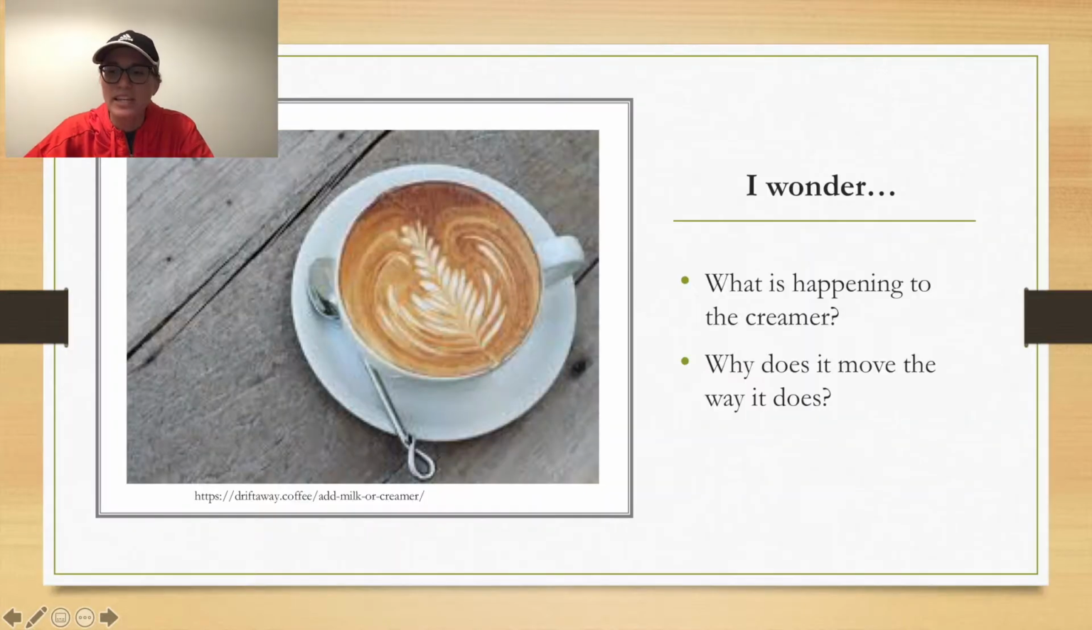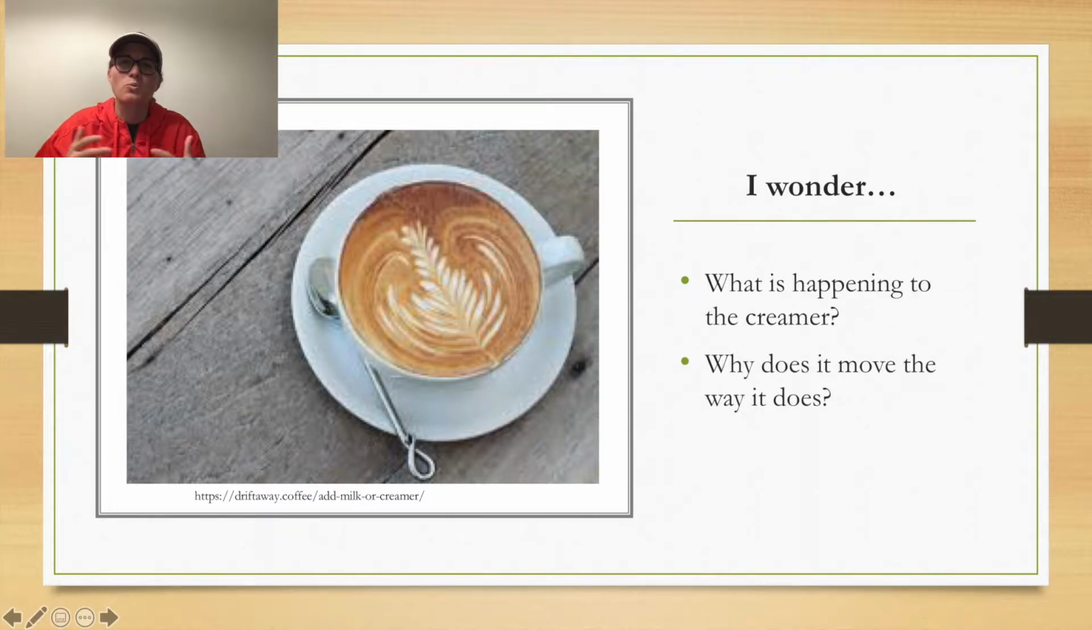Now, I love to begin with this concept of coffee. Not only because I'm a coffee lover, but my students love coffee as well. And as most high school students, hardly anybody drinks it black. So I give the example of creamer. And I like to pose the question, I wonder what is happening to the creamer. I wonder why it moves the way it does.